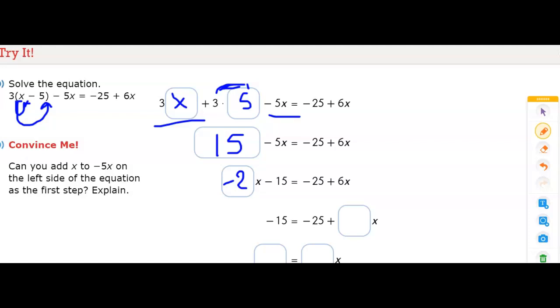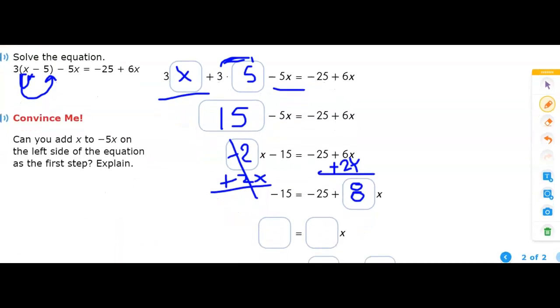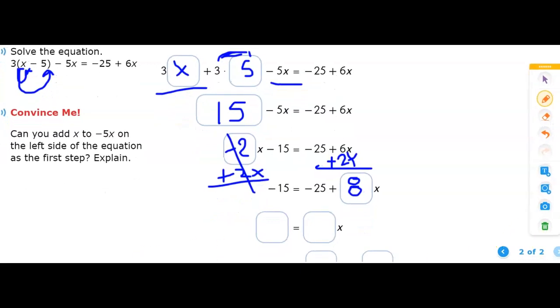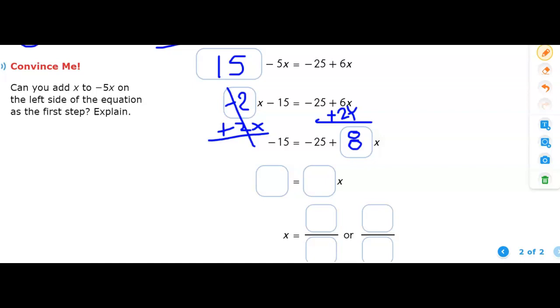Now we're going to take the negative 2x and add it to both sides of our equation so that we can get the x on one side. So then that's going to cancel on that side. Then we have 8x on this side. Then we have negative 15 equals negative 25 plus 8 times x.